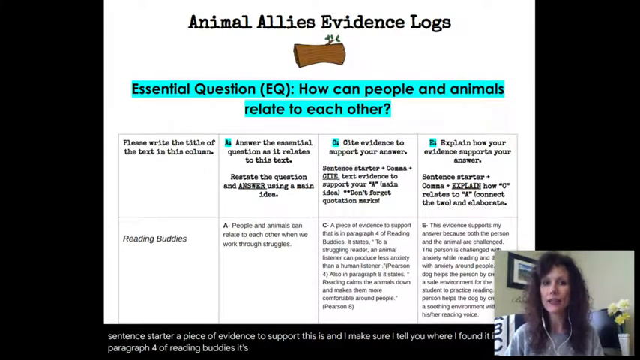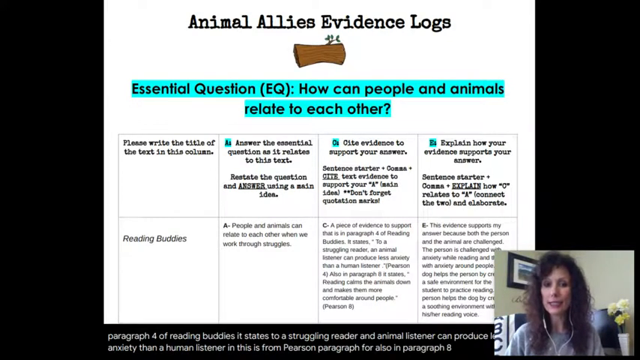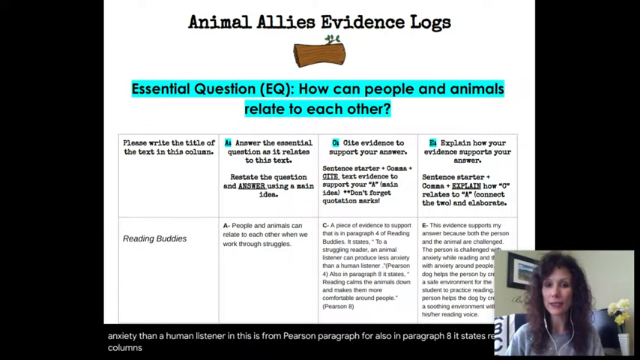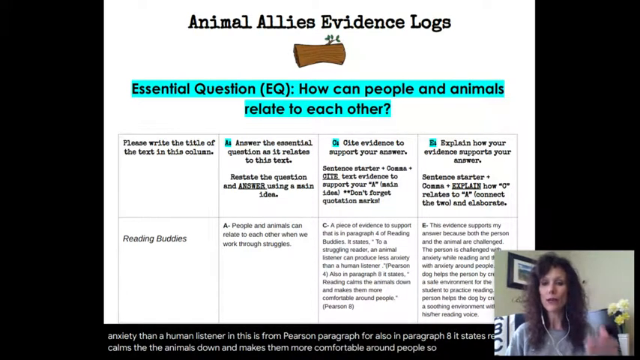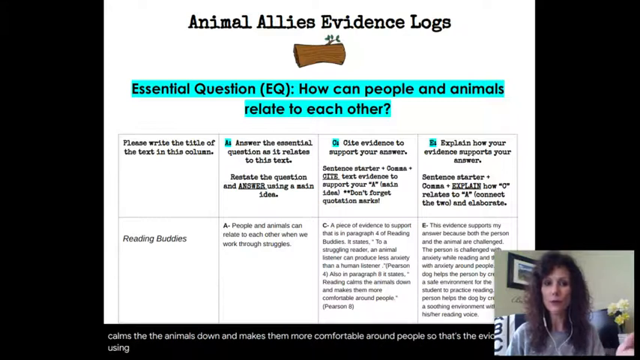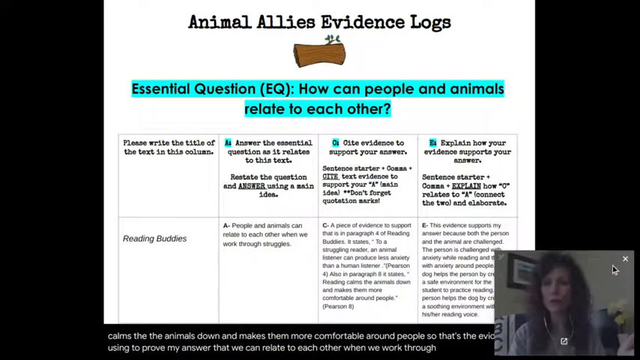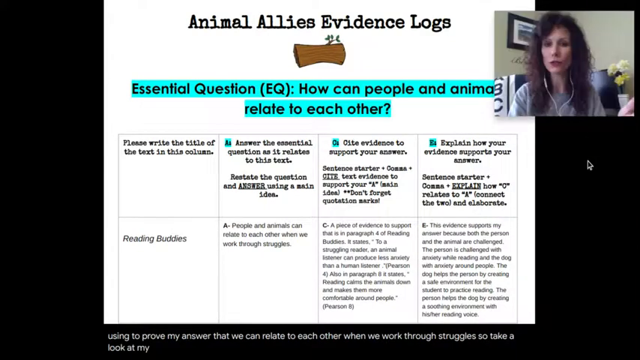It states, "To a struggling reader, an animal listener can produce less anxiety than a human listener." And this is from Pearson, paragraph 4. Also in paragraph 8, it states, "Reading calms the animals down and makes them more comfortable around people." So that's the evidence I'm using to prove my answer that we can relate to each other when we work through struggles.